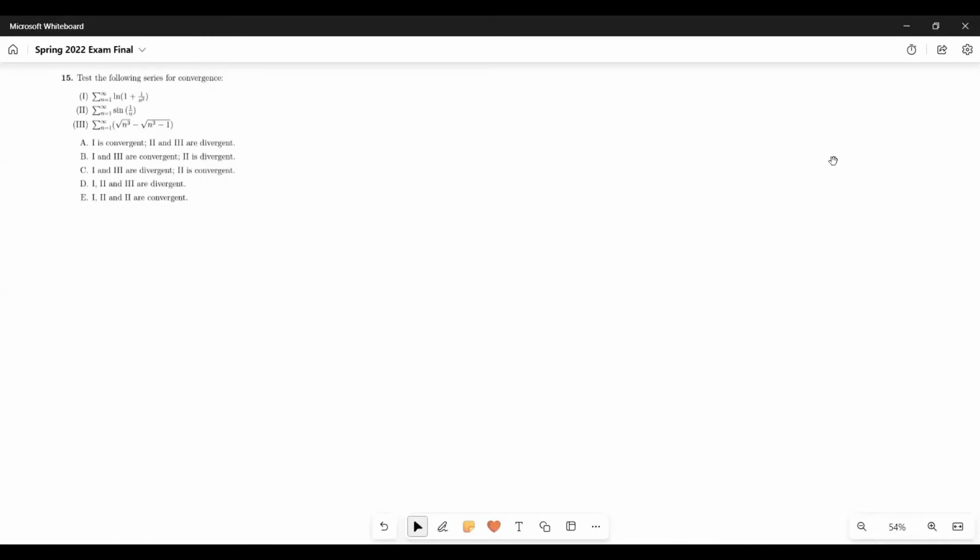Okay, this question asks to test the following series for convergence. So for the first one, I'm going to use the limit comparison test. The limit as n goes to infinity of ln of 1 plus 1 over n squared, and the similar format would be 1 over n squared. If you plug it in, this is going to be 0 over 0, so it's undefined, so you have to use L'Hopital.